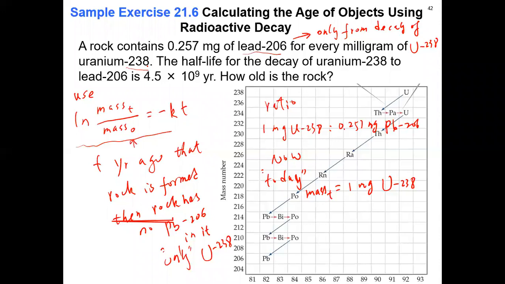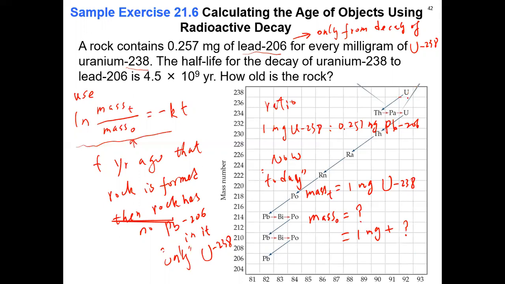But you need the information of the lead to find out how much uranium we have at the beginning. So by analyzing this question, you can see for today the mass T is this 1 milligram of uranium-238. So then the problem is, what is the mass zero? So mass zero, let's say, equals this 1 milligram plus something else. That something else is some of the uranium decayed to produce this lead.